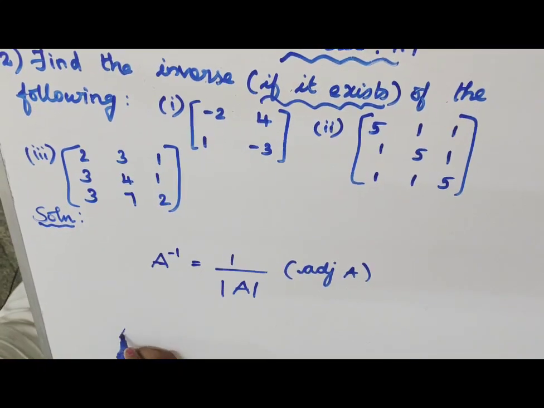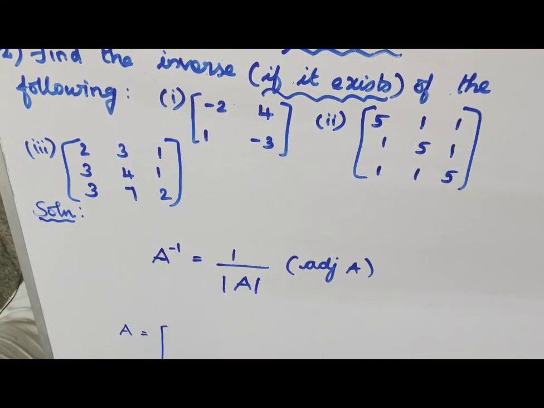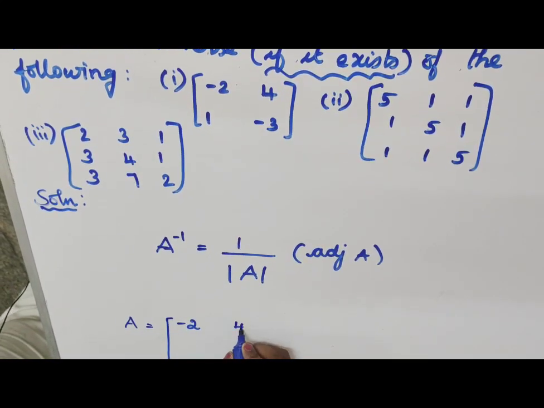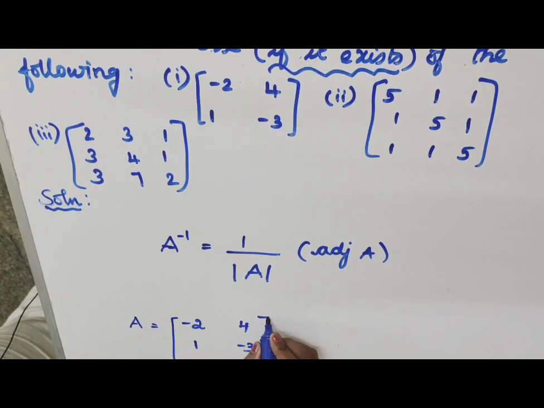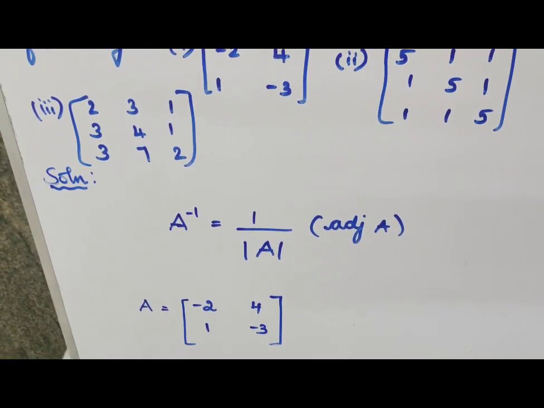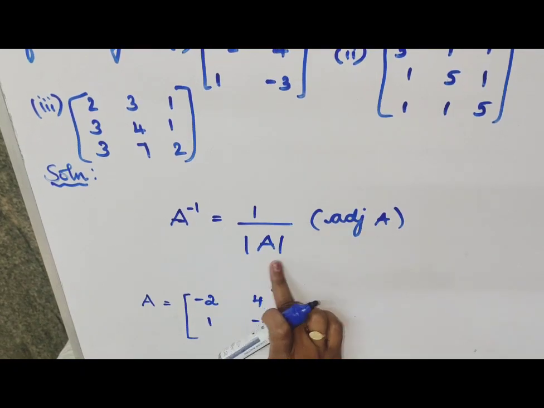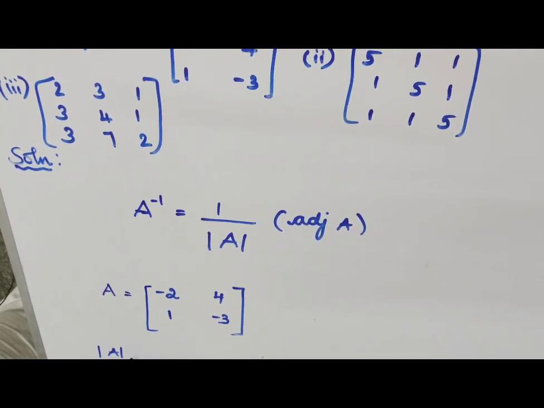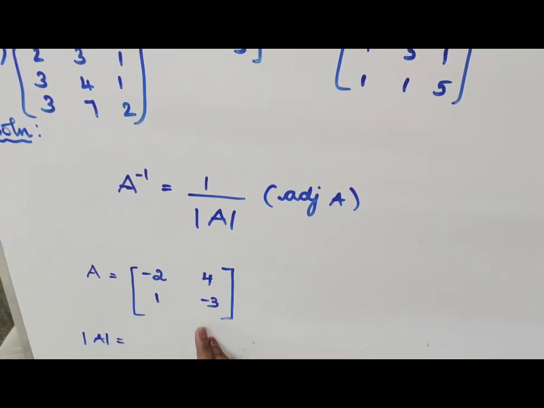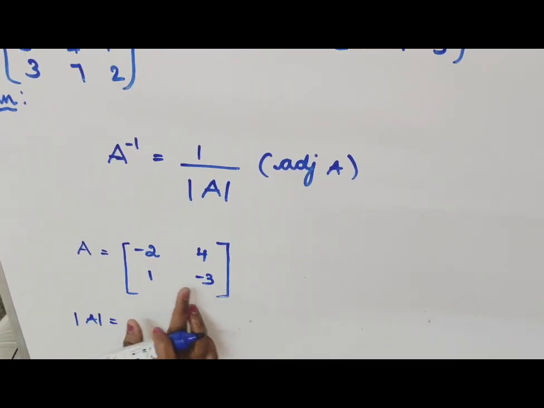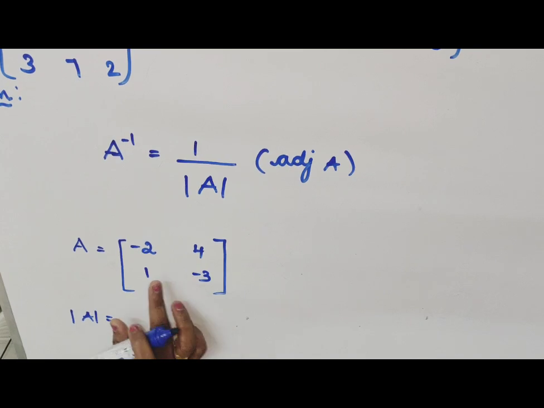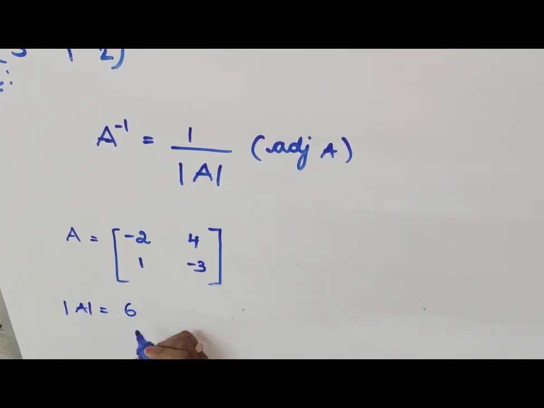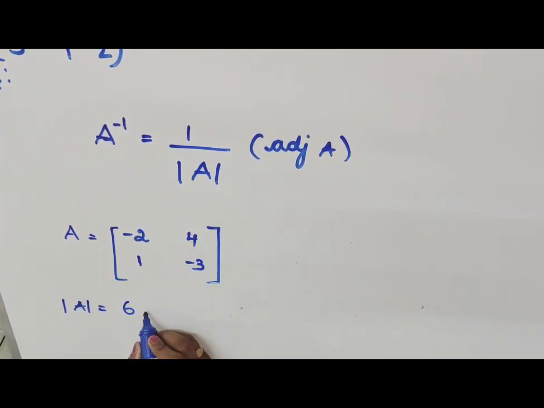The first matrix I will consider as the matrix A: minus 2, 4, 1, minus 3. We know the formula for inverse is 1 by determinant of A into adjoint A. First let us find determinant A. For a 2 cross 2 matrix, first we multiply diagonal-wise. That is minus 3 into minus 2, which becomes plus 6. This side will obviously have one default minus: 4 into 1 is 4. 6 minus 4 is nothing but 2.